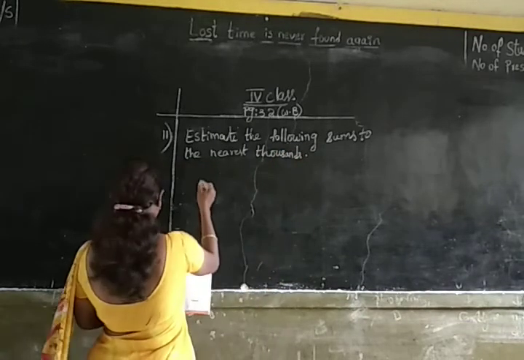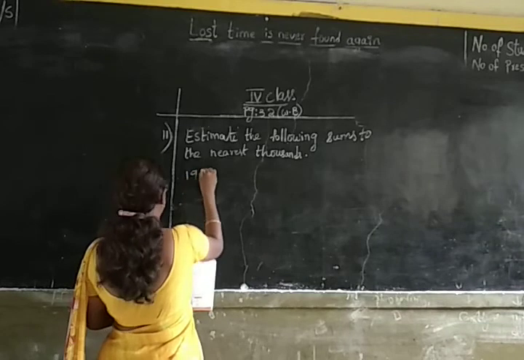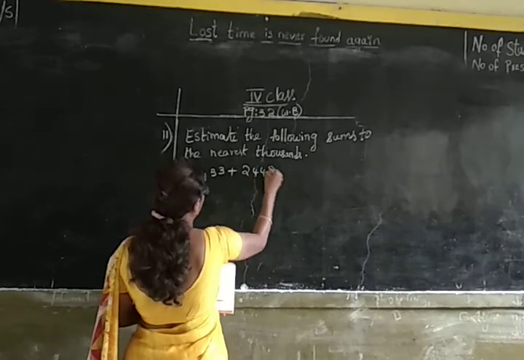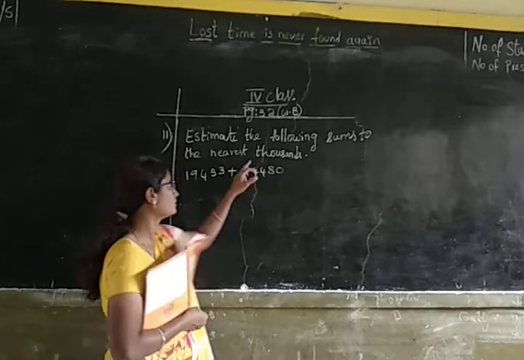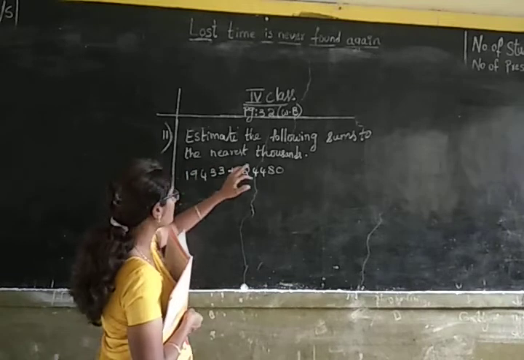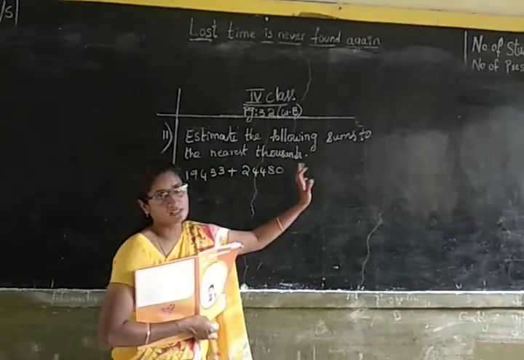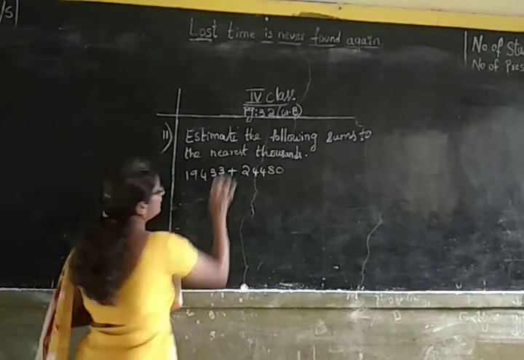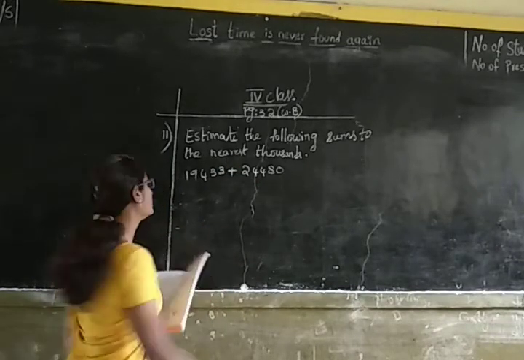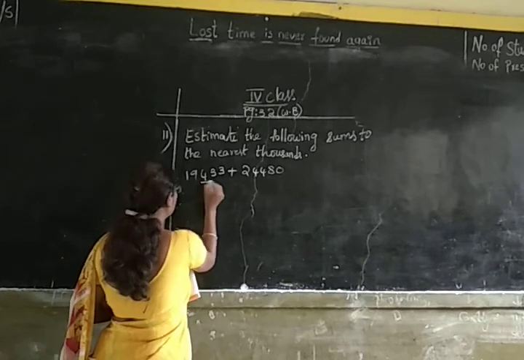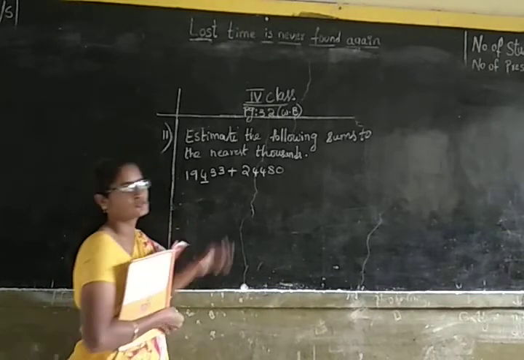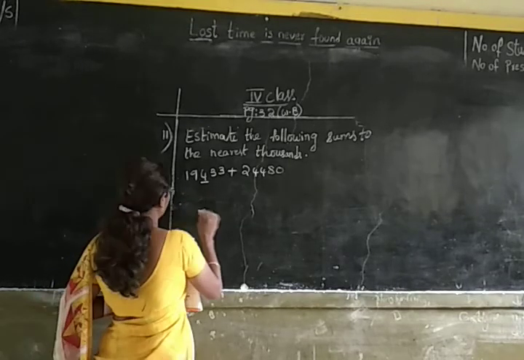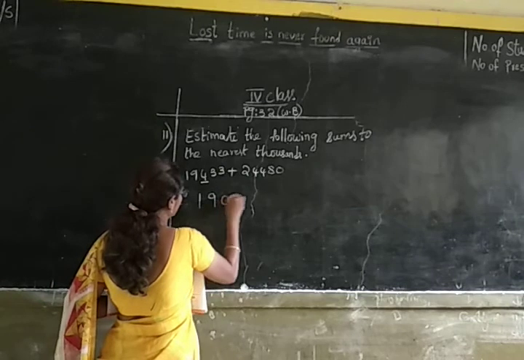Okay children. So the numbers are 19,433 and 24,488. We have to estimate the sum of the following numbers. So you have to round off the numbers to the nearest thousands. When we round off to the nearest thousands, we underline the digit in the hundreds place. Here the digit at hundreds place is 4 and it is less than 5. So no need of adding 1 to the next number. Simply we write it as 19,000.